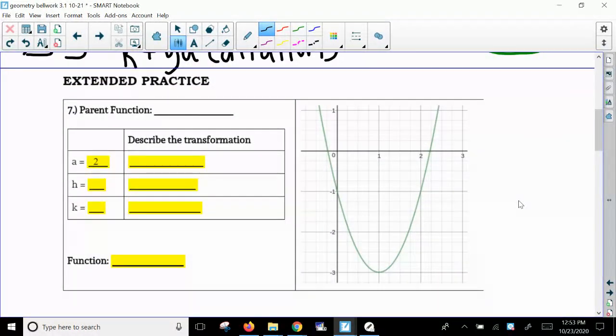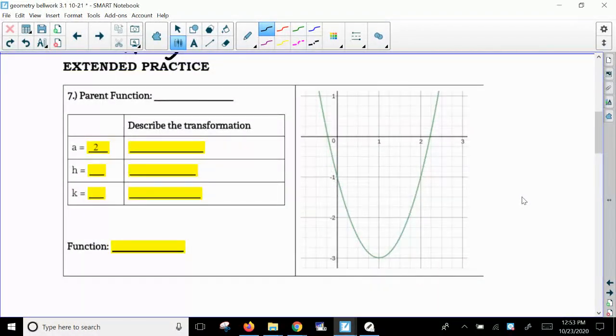Now, I'm not doing all of them, but I did want to look at the extended practice. So for number 7, you are finding the H and the K using the graph. And I gave you A already. So this is a quadratic function. That means the parent function is y equal x squared. Okay. Since A is 2, that means the graph stretched. Remember, narrow means stretch. So positive, the 2 made the graph stretch. It's not negative, so it's not flipping.